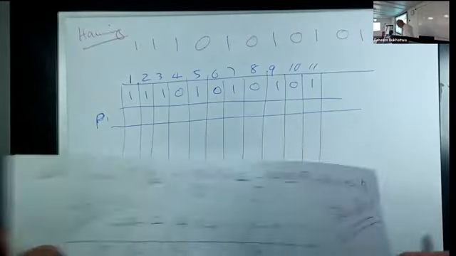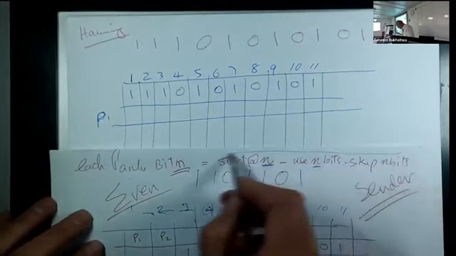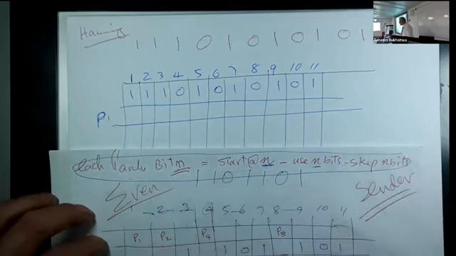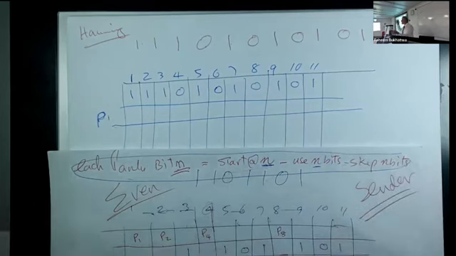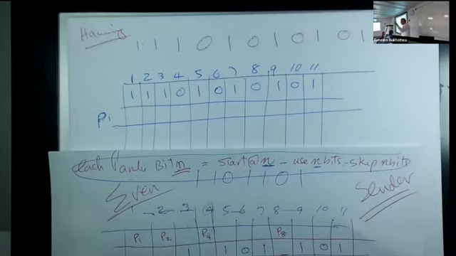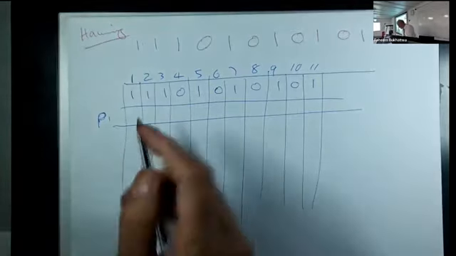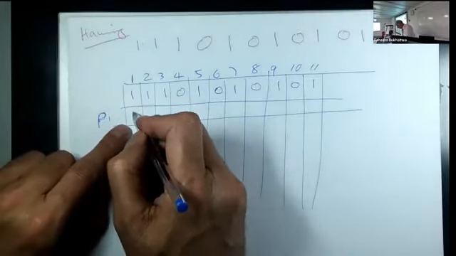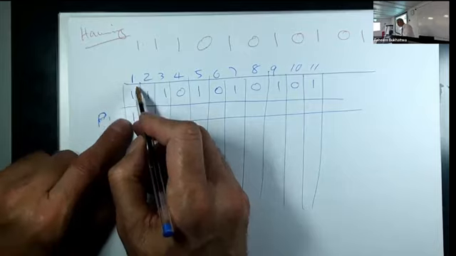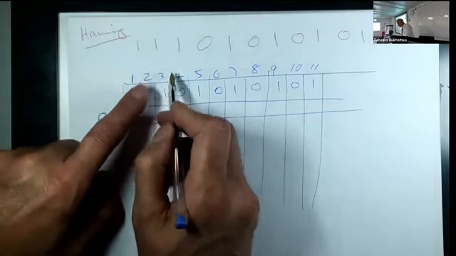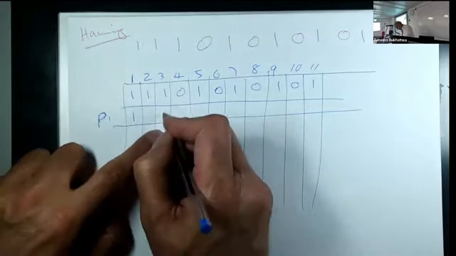Okay, so this is the song you should learn or remember. For parity 1, start at 1, take 1 and skip 1, take 1 and skip 1. If it's 2, you start at 2, take 2 and skip 2, and so on. So at number 1, we start at number 1, take this one, and then skip number 2. Take 3. Go to number 3 and write it down.